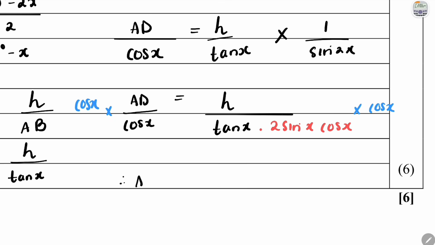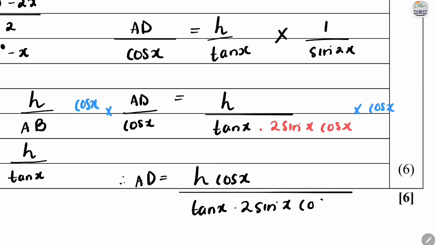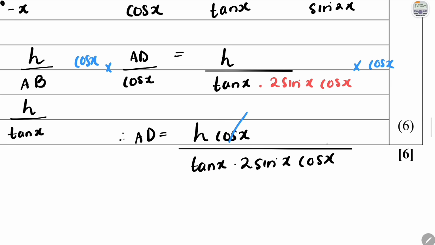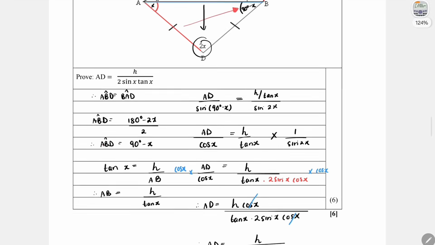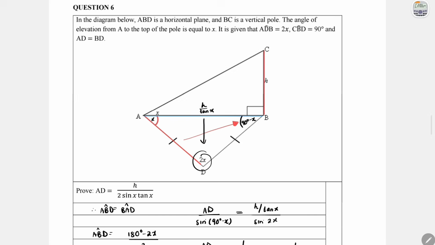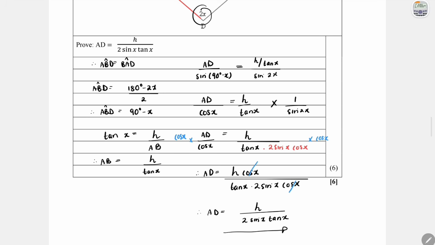And so finally, AD would be equal to, we have the cos x going to the numerator because it's multiplying to the numerator. It's cos x over 1. So that's h cos x over, and we have tan x times 2 sine x cos x. And cos x cancel on the numerator and denominator. Therefore, AD is finally equal to h over, and this will simplify to 2 sine x tan x, just like they have it. Okay, so that is our answer, and that is the only question we have for question 6.